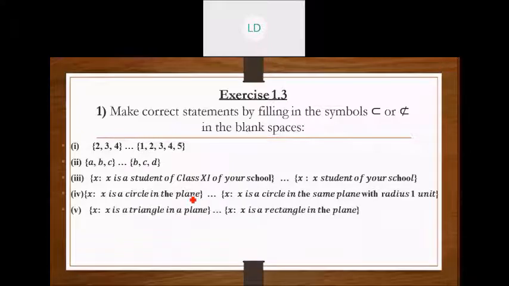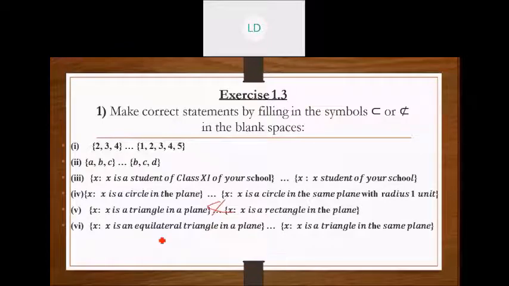Next, X is a triangle in a plane and X is a rectangle in a plane. So the triangles are not there in the rectangle set. Therefore, this does not form a subset.